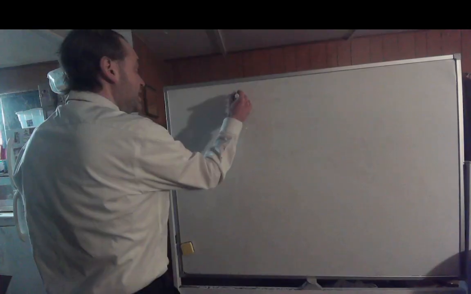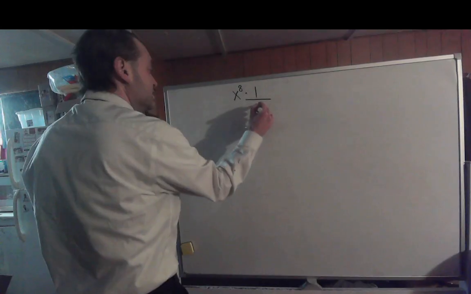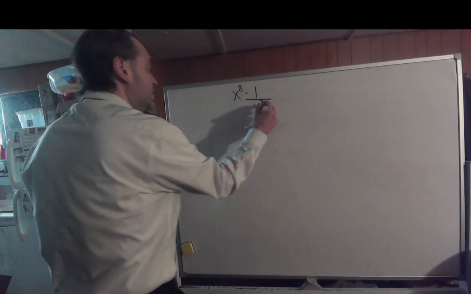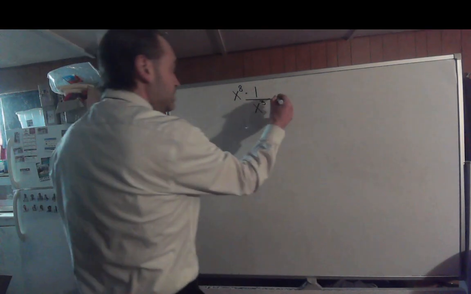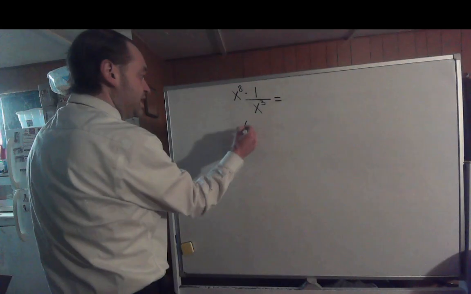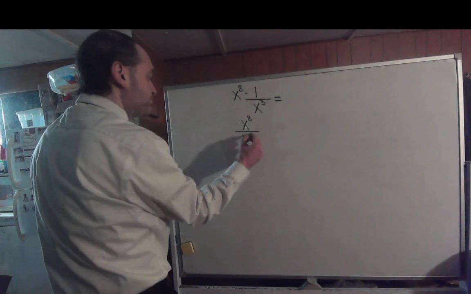So, let's do some examples here. Let's say I have x to the 8th times 1 over x to the 3rd. Well, obviously we can multiply. You would end up getting x to the 8th over x to the 3rd.